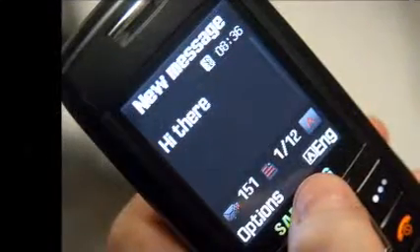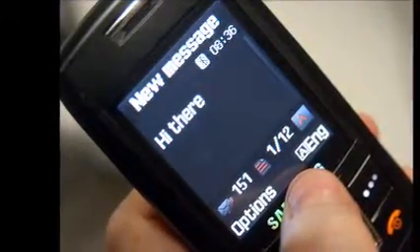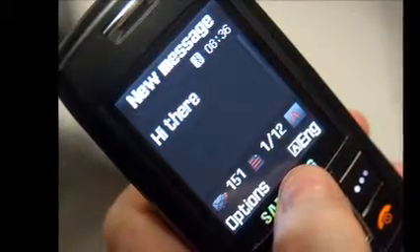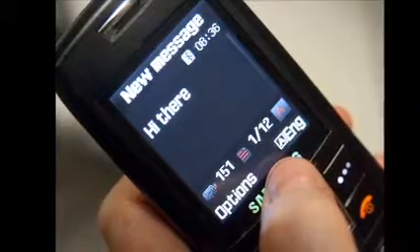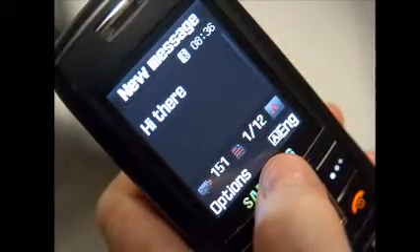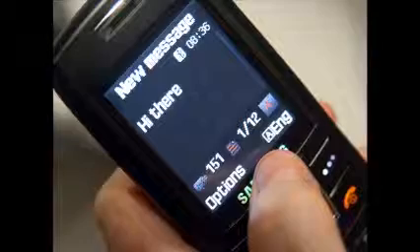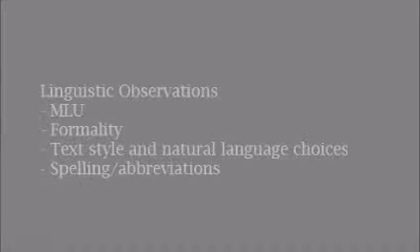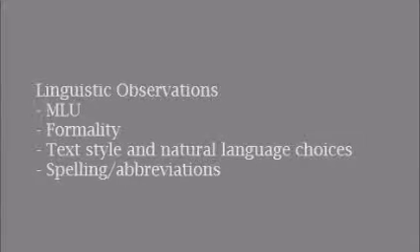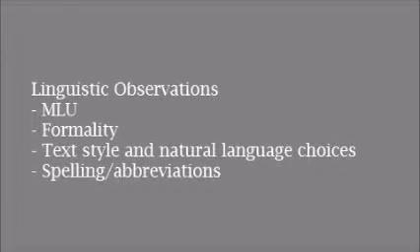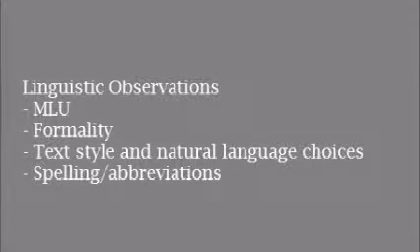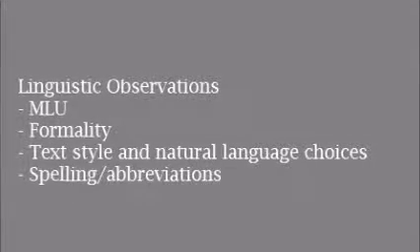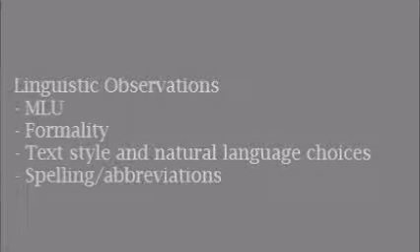To investigate whether a text has been forged, we need to look at the victim's texts before the crime, which gives us something to compare to. In this case, Dr. Grant compared Amanda's texts previous to the crime and during. When looking at a text, there are numerous factors to look at, with relation to linguistic variations in forged texts compared to that person's own text. Things to look at include MLU, formality, text style and natural language choices, and spelling abbreviations.